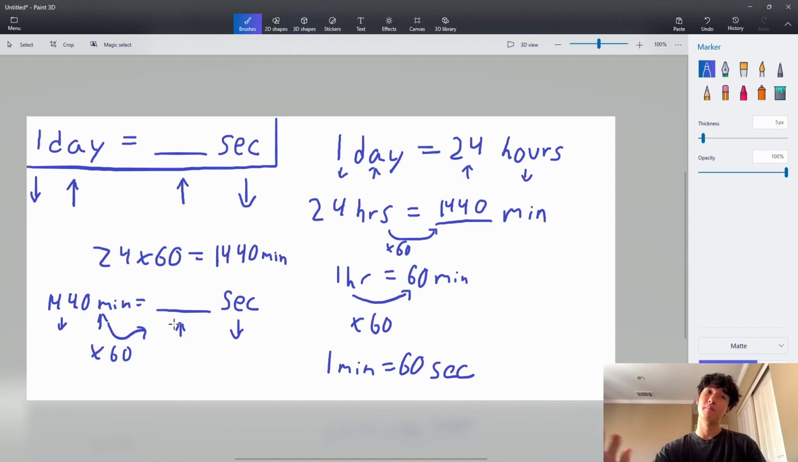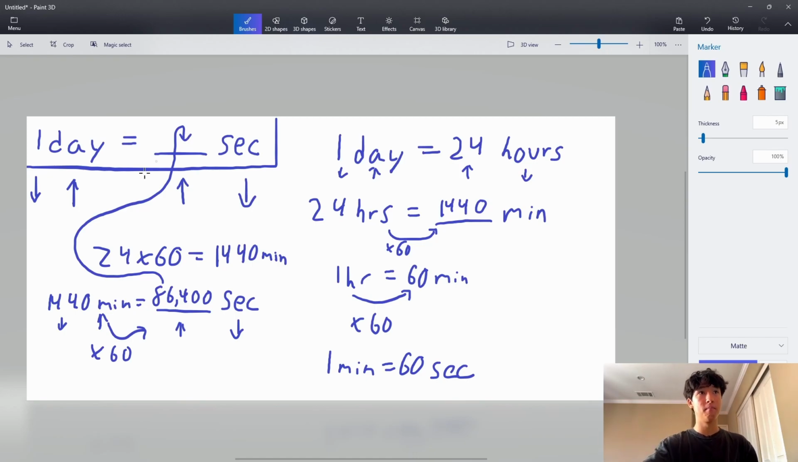So we're multiplying by 60 because the number has to be bigger than the 1,440, and that is going to give us 86,400 seconds in 1 day. And that is our answer. So we'll just plug that in right there. I don't want to write it again, but that's our answer right here.